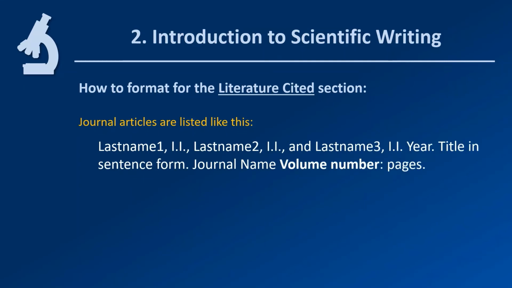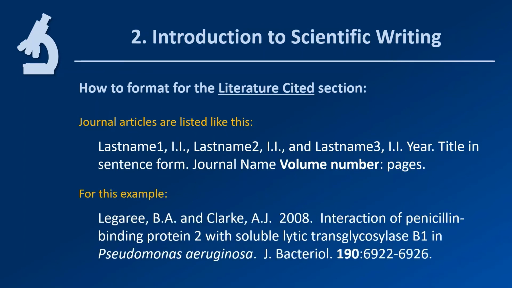So if you take a look, we have the names of our people. So there are their initials, and their initials are punctuated with periods to show that they're abbreviated. You have the word and, followed by the year, the title in sentence form, so that means it's capitalized at the beginning and everything else is small letters. The journal name, the volume number is bolded with a colon followed by the page numbers. So here's my example. So you can see Laguerre, B.A., and notice, like I said, all the punctuation is important. If you do not have the punctuation properly, you will lose marks for that.